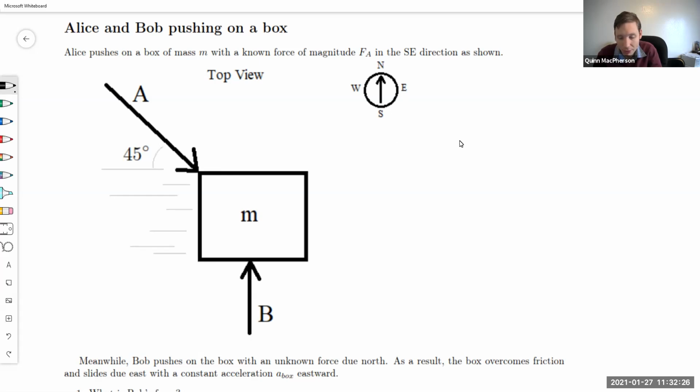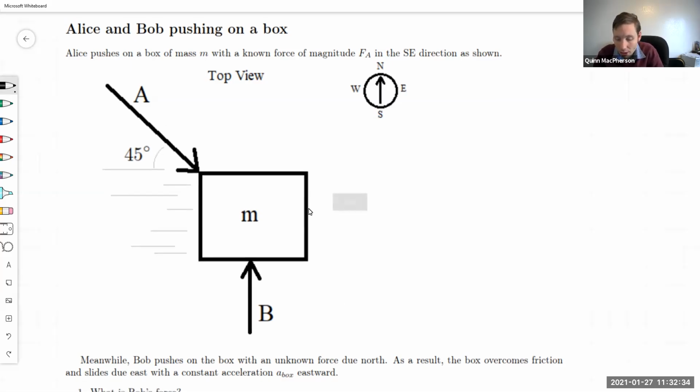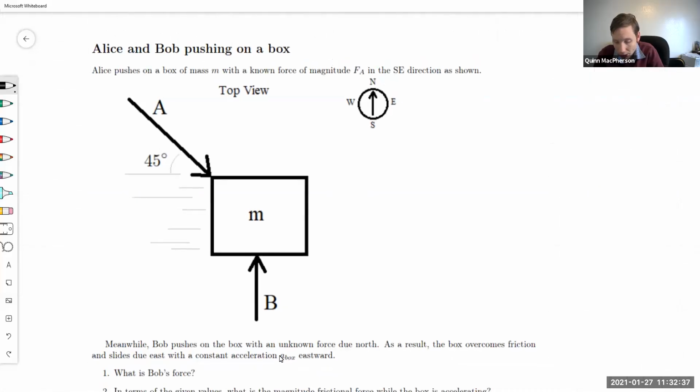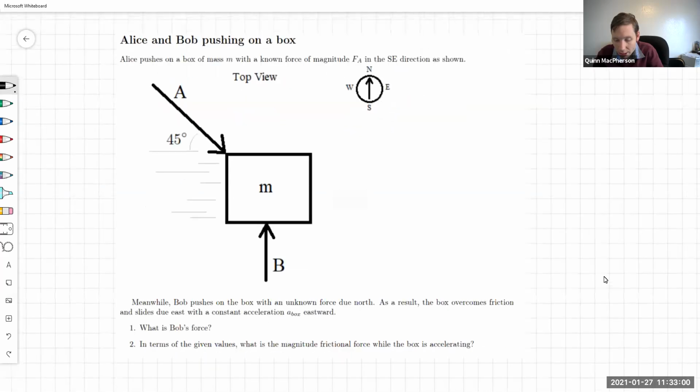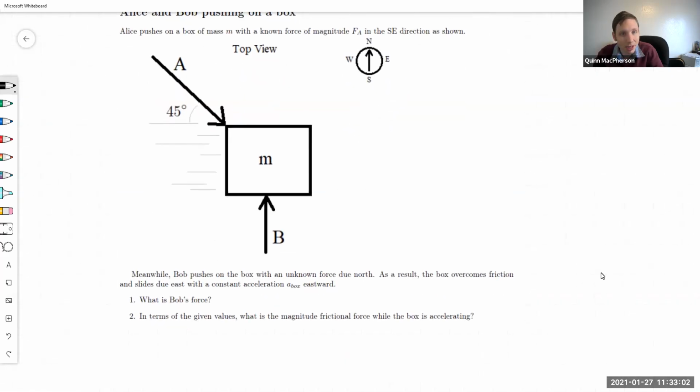So this is a compass. This is a top view here in the picture. This is a compass showing that north is that way, south is that way. Alice is pushing southeast. Meanwhile, Bob pushes on the box with an unknown force, a force with an unknown magnitude, because we know that he's pushing due north. As a result, the box overcomes friction and slides due east, so to the right, at a constant acceleration a box eastward. The first question is, what is the magnitude of Bob's force?